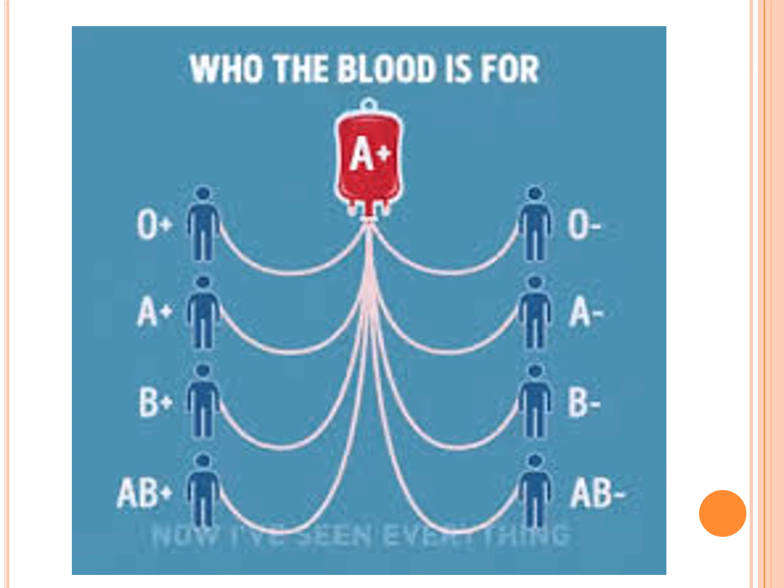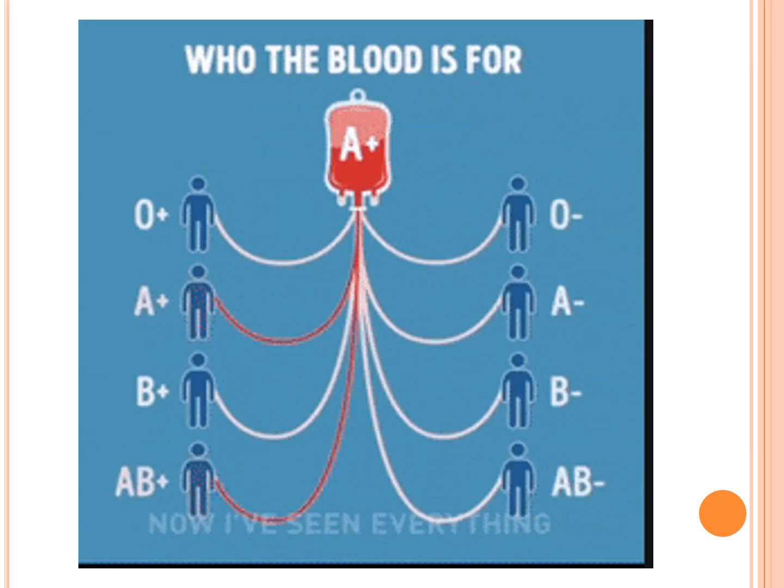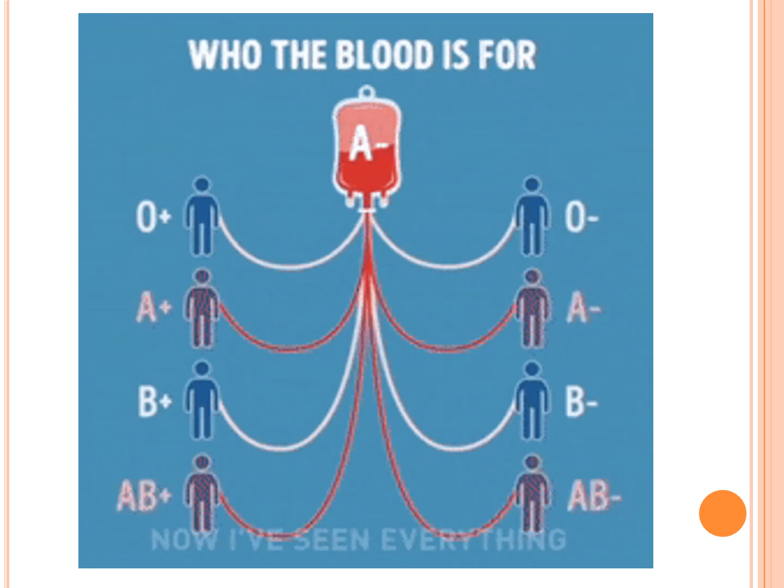So if the donor is A positive, his blood can be given to which recipient? That is what we are going to see. Here the person is A positive. He can donate his blood to two recipients, the one of the same blood group and AB positive. So A positive can give his blood to A positive recipient and AB positive recipient. If the person is A negative, he can give it to A positive, A negative, AB positive, AB negative.